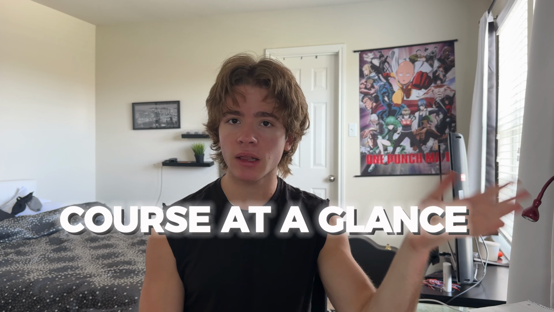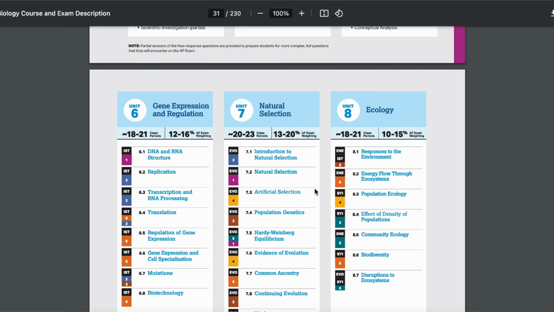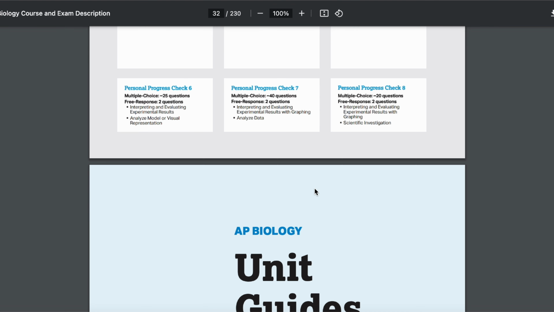The first step I would do was I would go to the course and exam description for the AP test I'm taking, in this case, AP Biology, and I would look at the course at a glance. The course at a glance should give you the units, some of the information about the units, what you're going to be covering, the main ideas, etc.